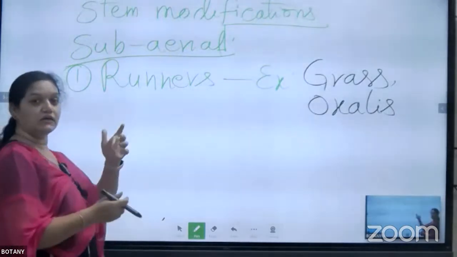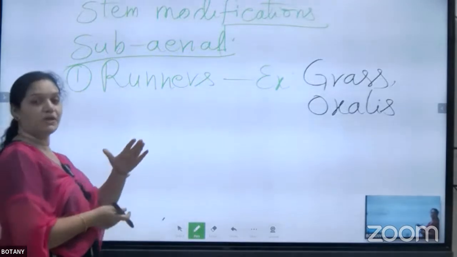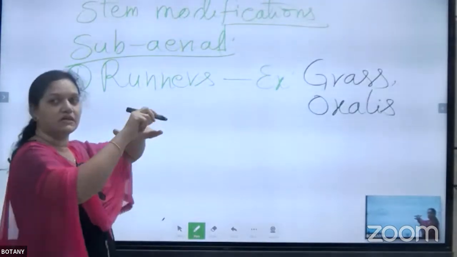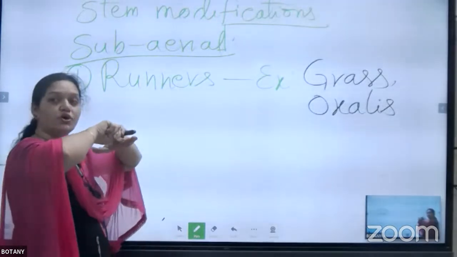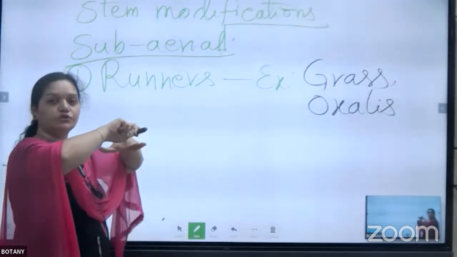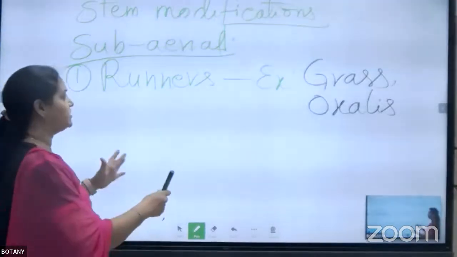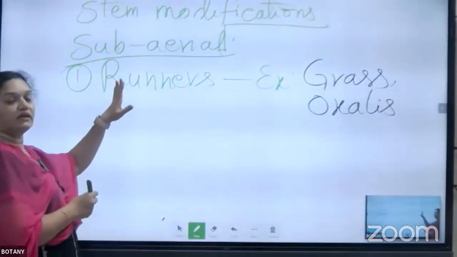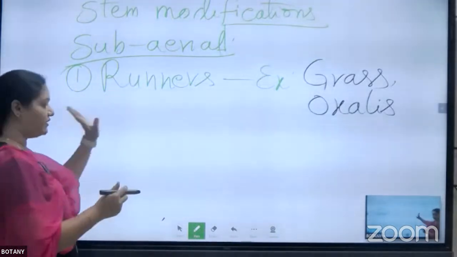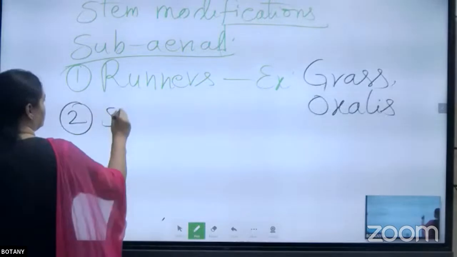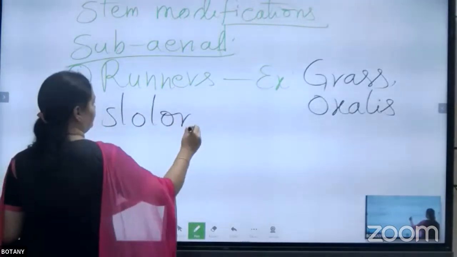So how does the stem occur? The stem is prostrate to the soil surface. Prostrate means running parallel to the soil surface. Stem is prostrate, highly branched, having nodes and internodes. That is the runners. This much only we have to write. And the next one is the stolons.